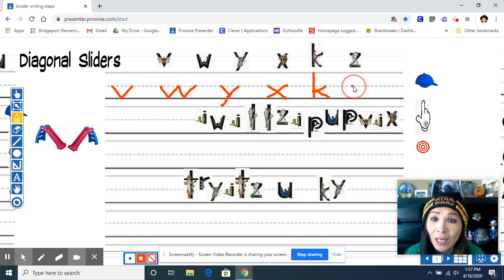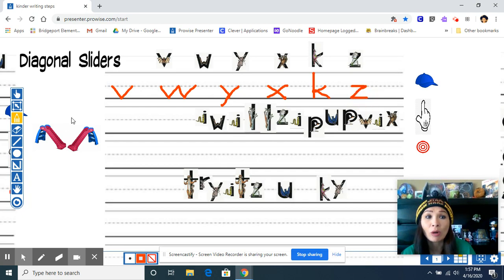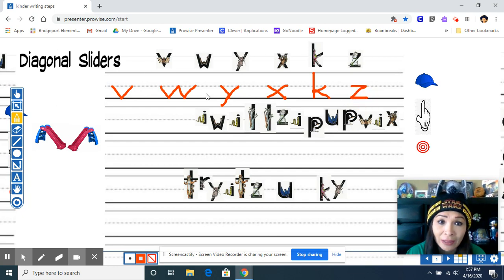Then I do a Z. A Z is you ride the top line this way first, then you slide diagonally down, back to the same point, then you slide across again on the bottom line. There you go. So that was our warm-up for our diagonal sliders.